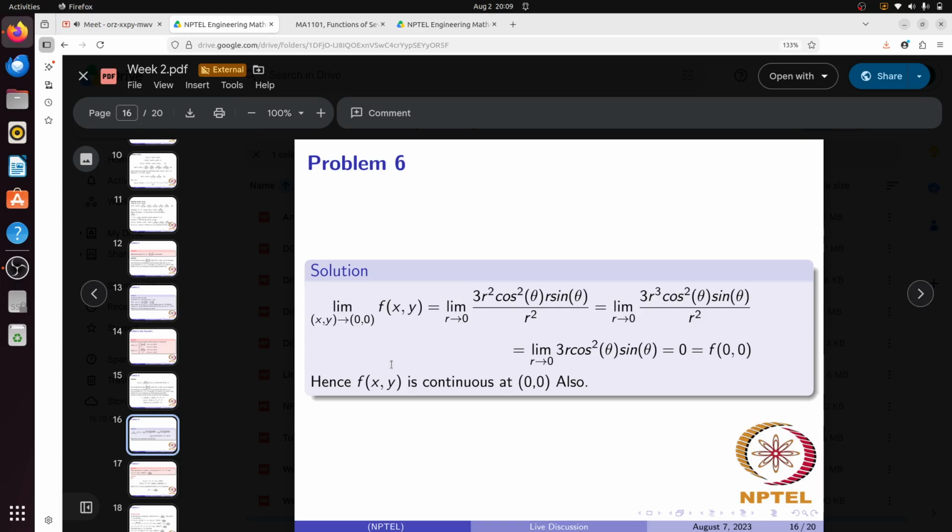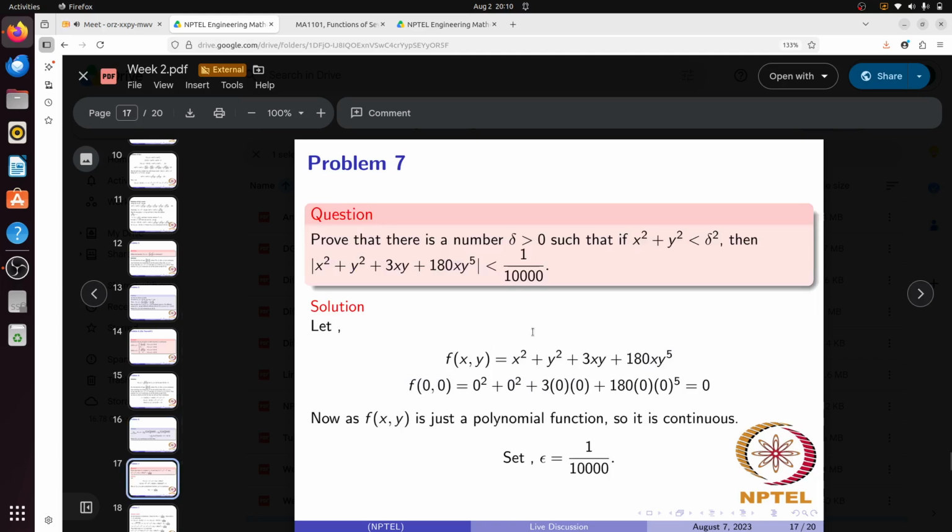So limit (x,y) tends to (0,0), f(x,y) equals limit r tends to 0, 3 r square cos square theta times r sin theta by r square, that is 3 r cube cos square theta into sin theta by r square, r tends to 0. So 3 r cos square theta into sin theta equals 0. This is equal to f(0,0). Hence f(x,y) is continuous at (0,0) also.